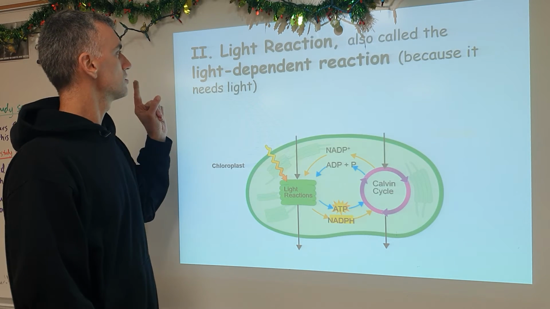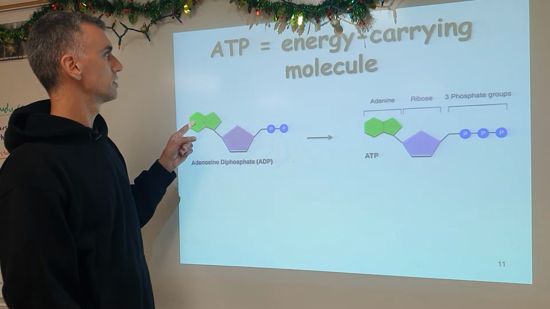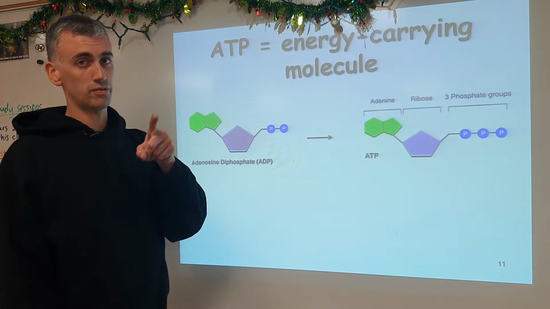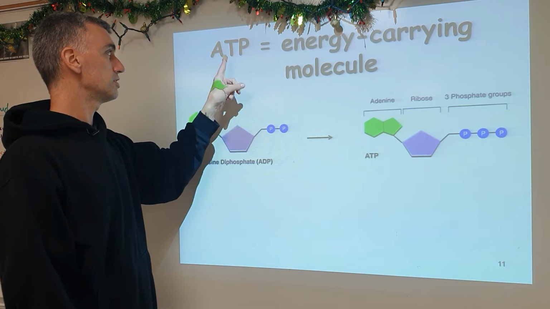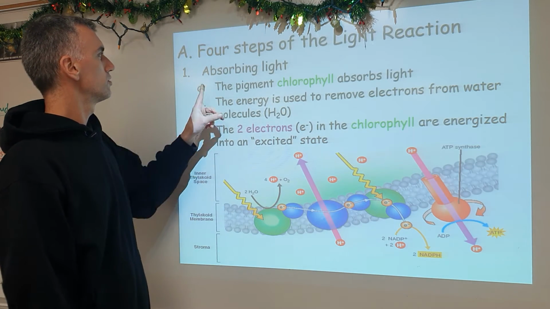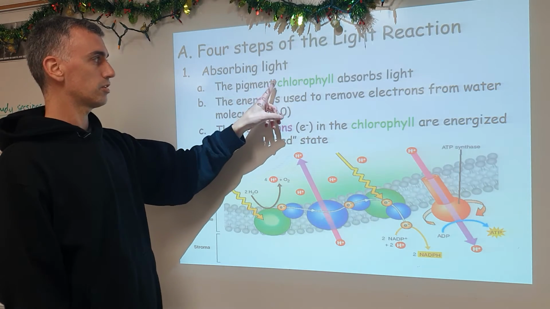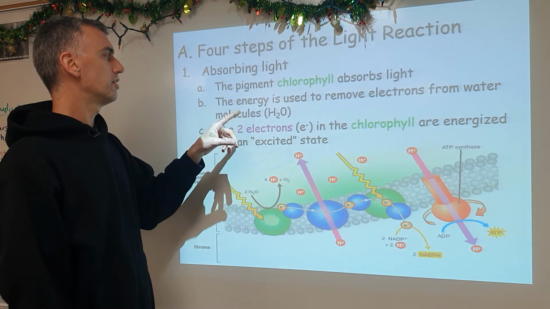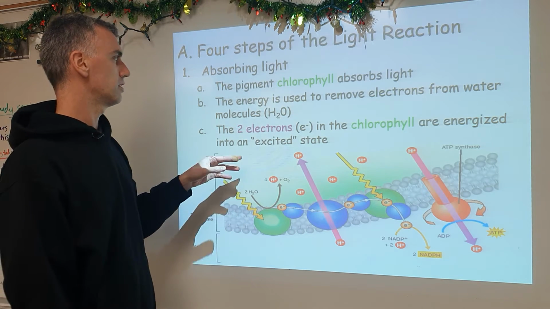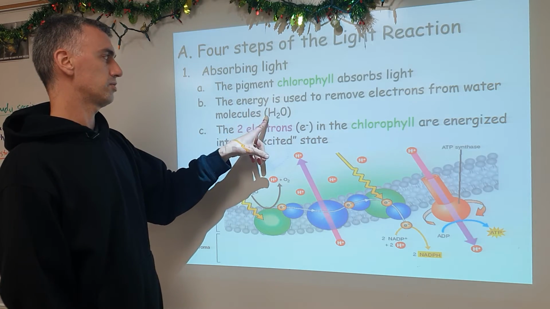All right, so the light reaction, also called the light-dependent reaction, in a little more detail. It produces ATP, because remember, the light reaction captures energy, the dark reaction does something with it. So energy is captured in the form of ATP. The 4 steps of the light reaction. First, the coloring molecule, also known as the pigment, chlorophyll, absorbs the light. That light excites electrons and can make this process begin. The energy is used to remove electrons from molecules.